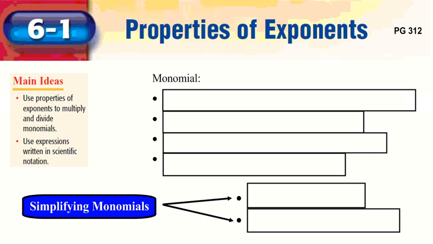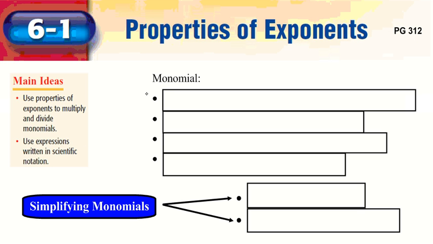Welcome back. We are starting chapter 6 today, and we're going to be talking about some properties of exponents, page 312 in your textbook if you want to follow along. A couple of main ideas that we are going to hit on is to use the properties of exponents to be able to multiply and divide monomials, and to use expressions written in scientific notation.